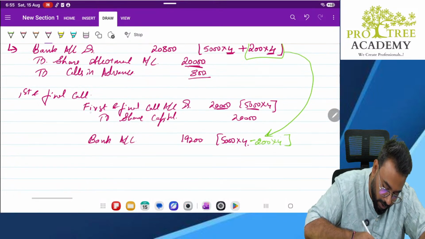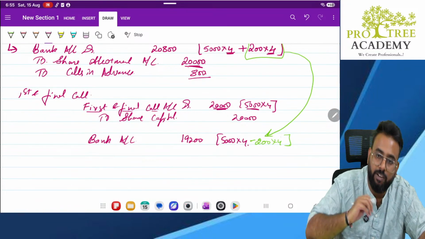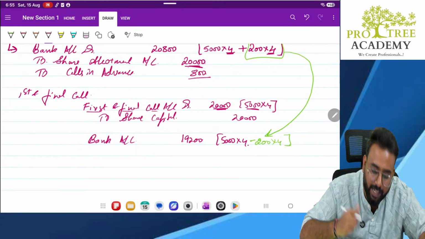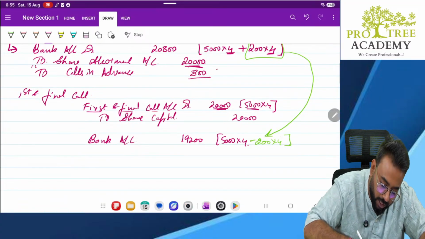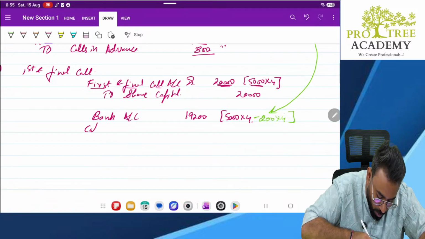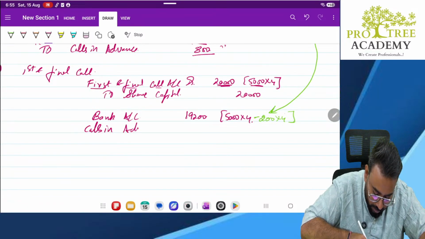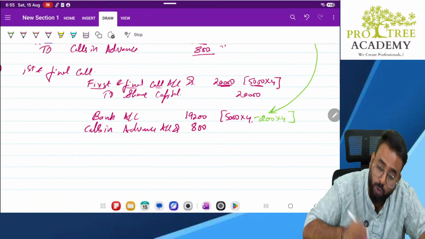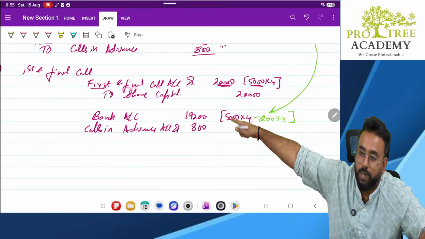But our first and final call account is debited with 20,000. No, sir, what will happen to that? Nothing will happen. This extra 800 is sitting where? It is sitting in the calls in advance account. You reverse that now because the calls have become due. So calls in advance account debit 800. Now total 20,000: 19,200 plus 800.